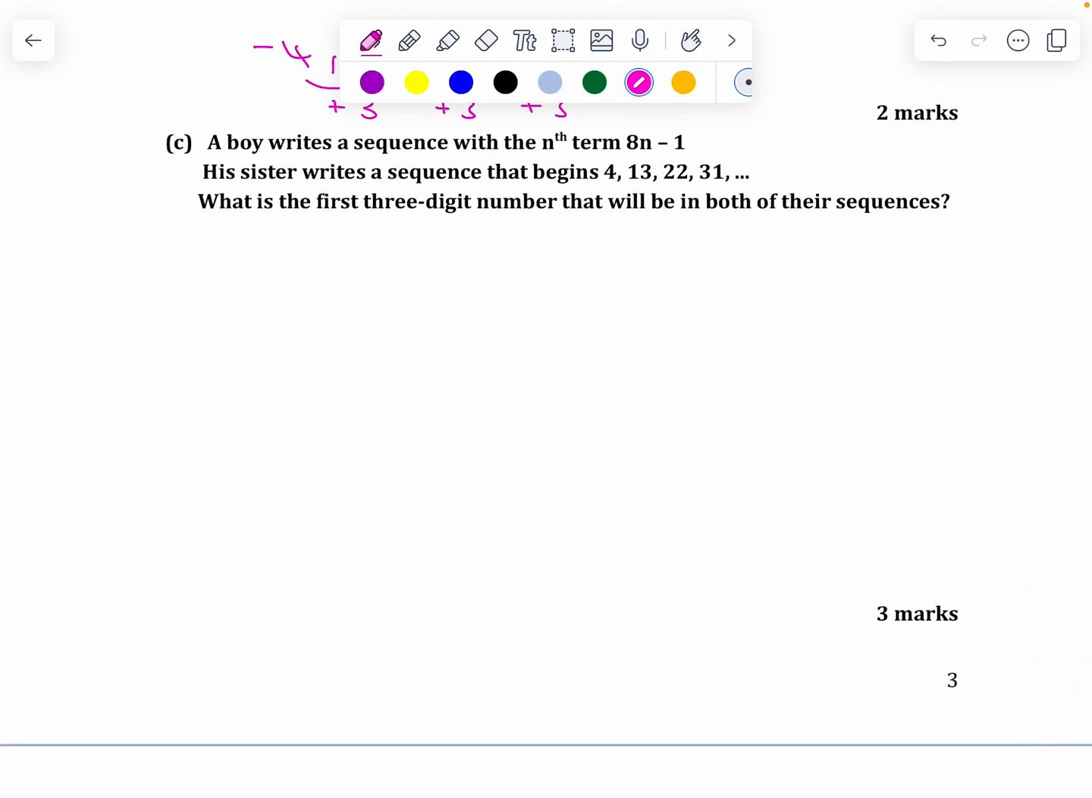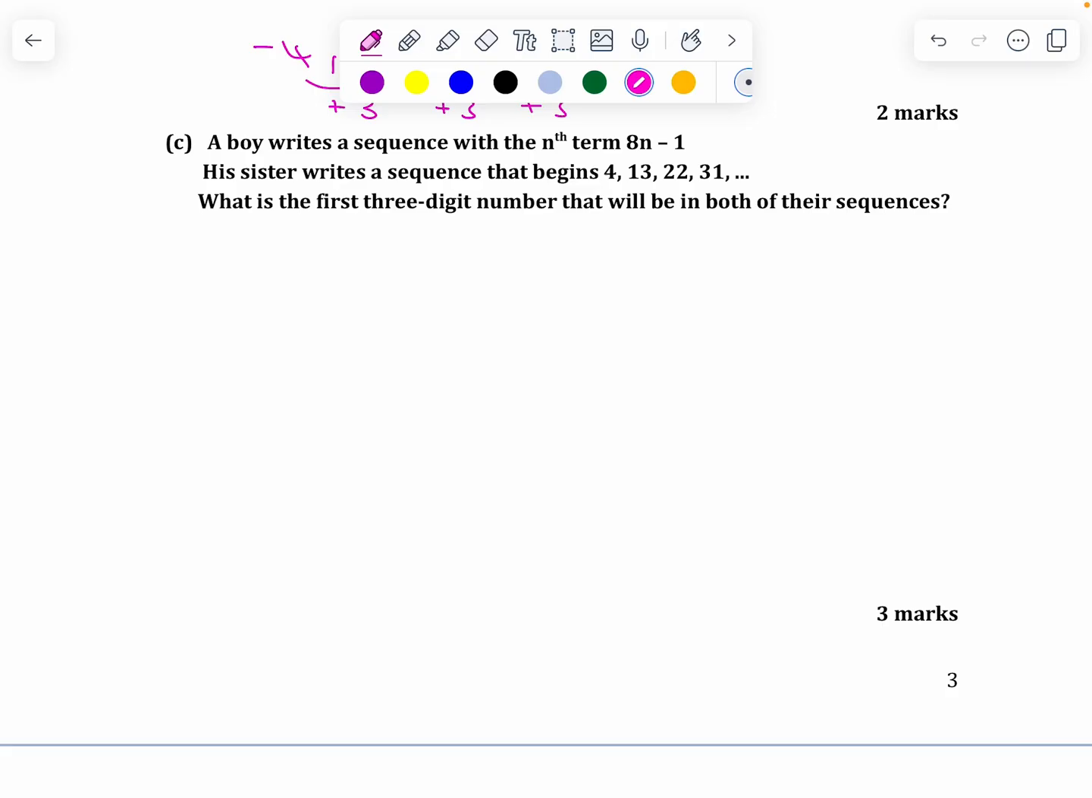So a boy writes the sequence with the nth term 8n take away 1. His sister writes the sequence that begins 4, 13, 22, 31. What is the first 3-digit number that will be in both of their sequences? This one's a little bit mean because I think the only way for you guys to get it is to actually write down the sequences until you get to a 3-digit number that matches up.